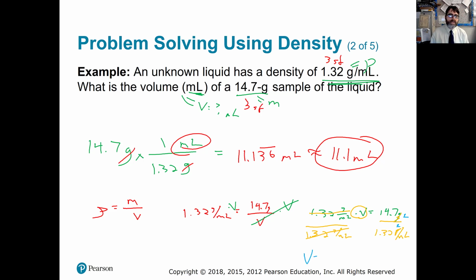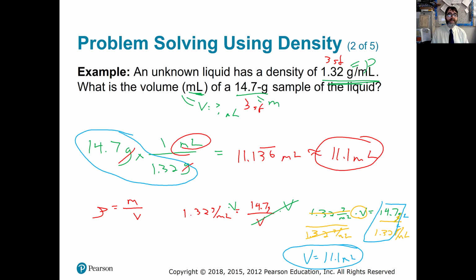So volume is equal to whatever 14.7 divided by 1.32 is, which you'll notice is the exact same thing that we did up here in a much shorter process. And so it's going to give us the same number. I'm going to go ahead and just round it directly with sig figs here, and then we are left with milliliters. Both methods will get you there. Obviously, the conversion factor is way fewer steps. So that is what I would recommend doing.